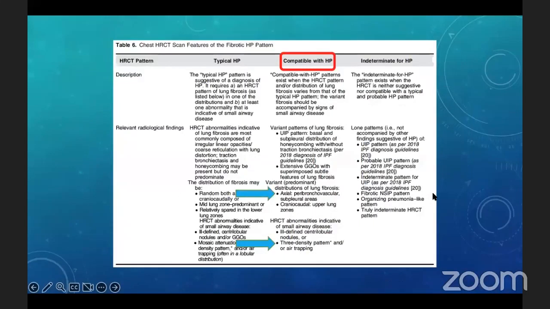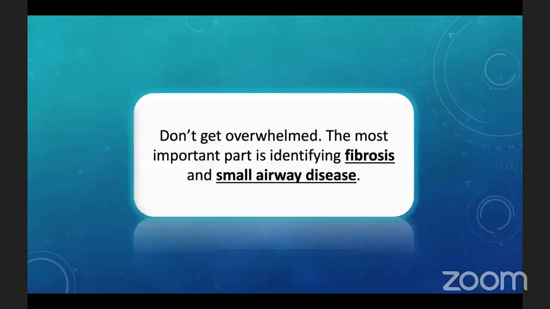So this is fibrotic hypersensitivity pneumonitis, and this is a compatible pattern just because of the peribronchovascular distribution that we have just seen. Don't get overwhelmed. As I told you, if it's really hard for you to detect the compatible and the typical form, just say if it is fibrotic or non-fibrotic hypersensitivity pneumonitis.